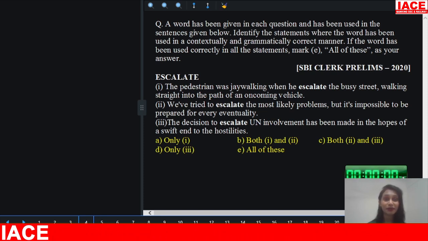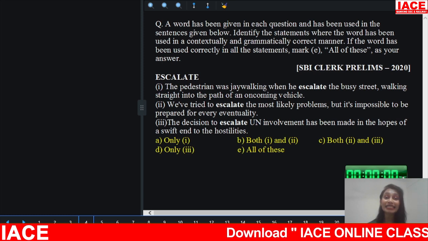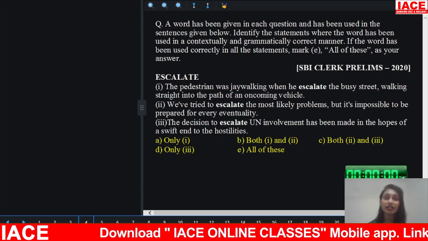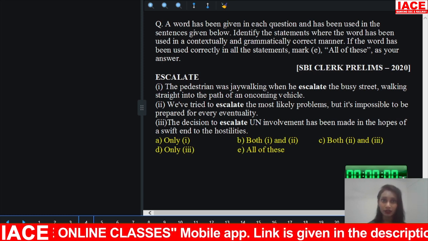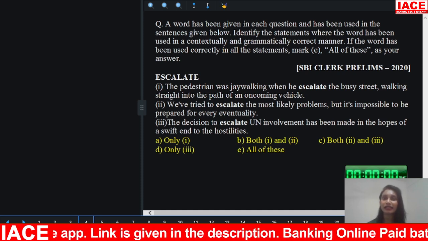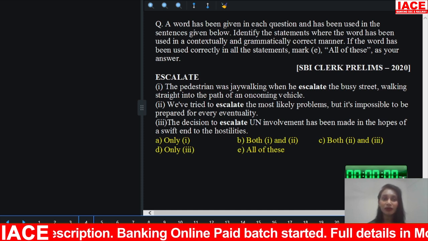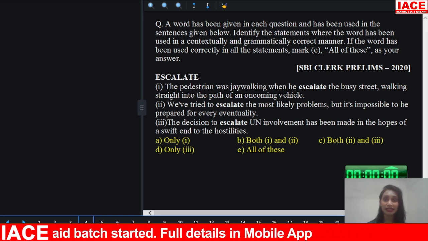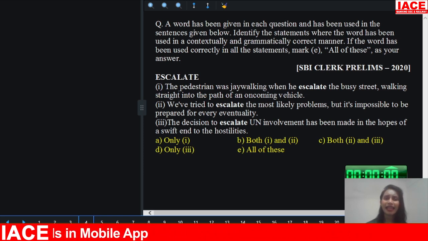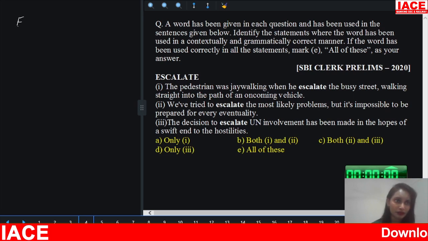Well, your time is up. So here also you are asked to choose from the given sentences where the word escalate is contextually and grammatically correctly used. It is also given in SBI Clerk Prelims 2020. Here is your sentence number 1. Escalate. Before that, let's learn the meaning of escalate.